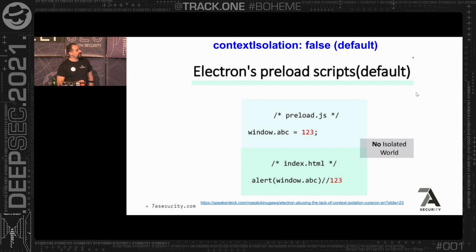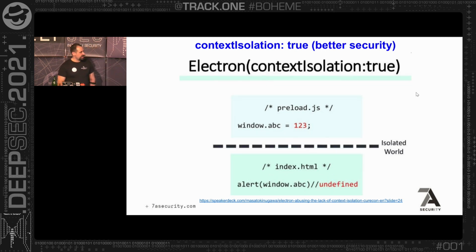So if context isolation is set to false, which is still the default on Electron applications, you can, for example, define window.abc equals 123 on the preload script. And then if you have an XSS on the HTML, as we saw before, if you do alert window.abc, you will get the 1, 2, 3, right? So this means the JavaScript context of these two locations is the same. And this is bad, right? So this is what we are going to be attacking. And we'll see why in a second.